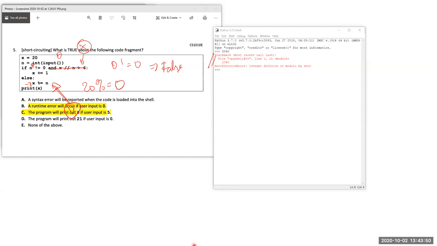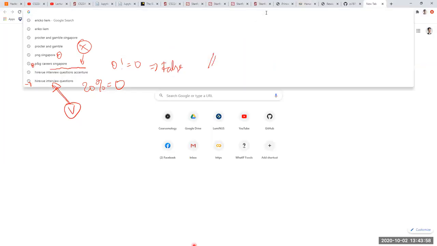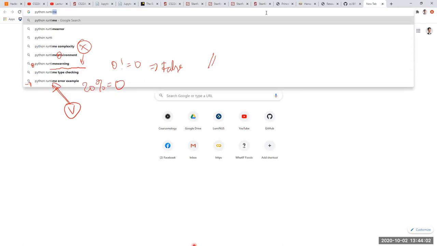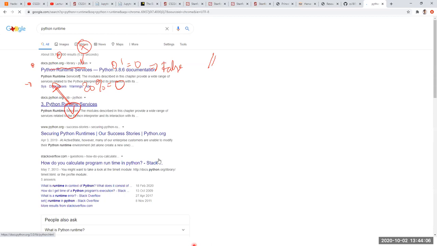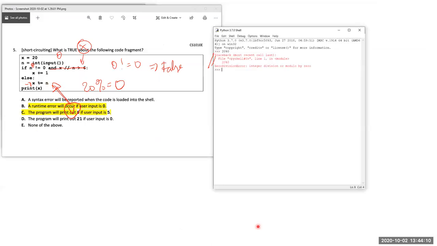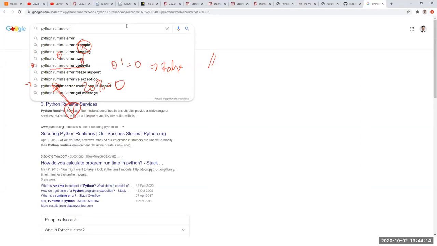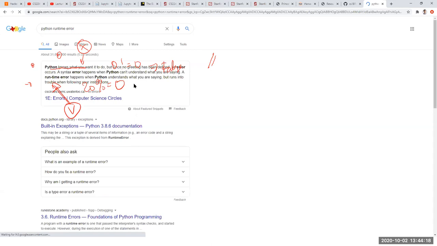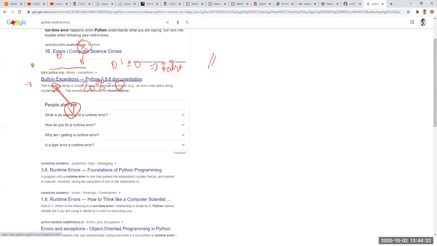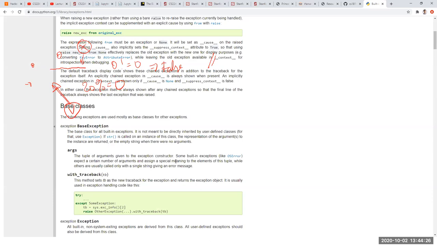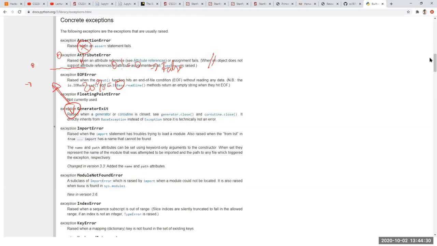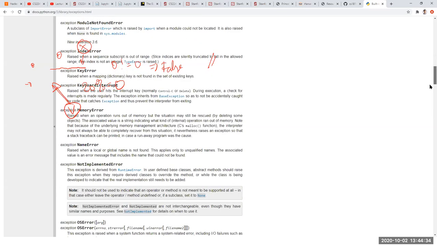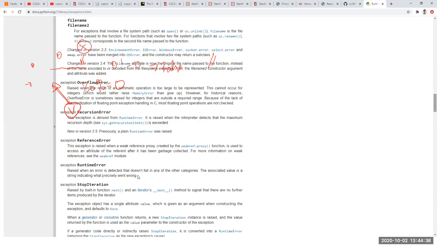Okay, if you have a question, just send it in the Zoom chat. Because if I recall correctly, I think Python doesn't have runtime errors. I know there's runtime error in Java, but I'm not so sure about Python. Okay, there's an exception called RuntimeError. I think the prof is just letting them slide. Runtime error is raised when an error is detected that does not fall in any of the other categories. So that's why it's quite rare to have runtime error in Python, no wonder.